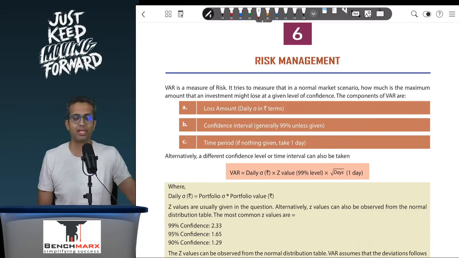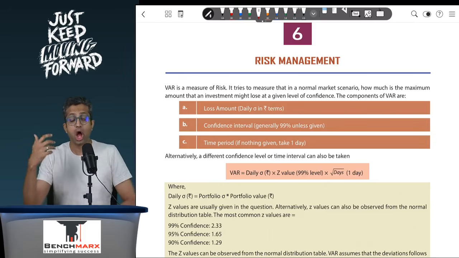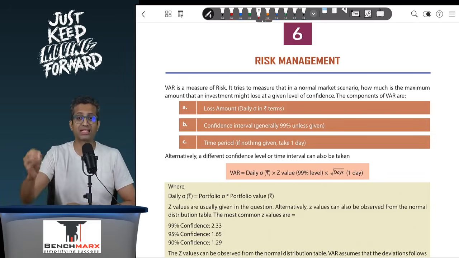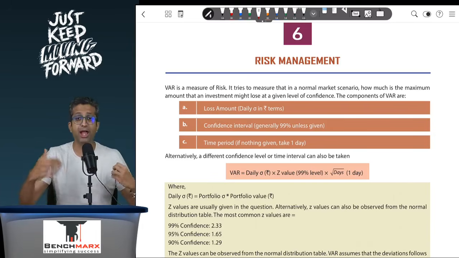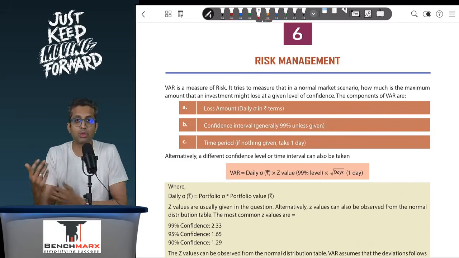So what do you mean by value at risk? Now, value at risk or VaR is a measure of financial risk to find what is the maximum possible loss that an investment can possibly suffer in a stated time frame. Like for example, when I buy, let us say, shares worth 1 crore, people would say, what is the maximum loss that you can bear?